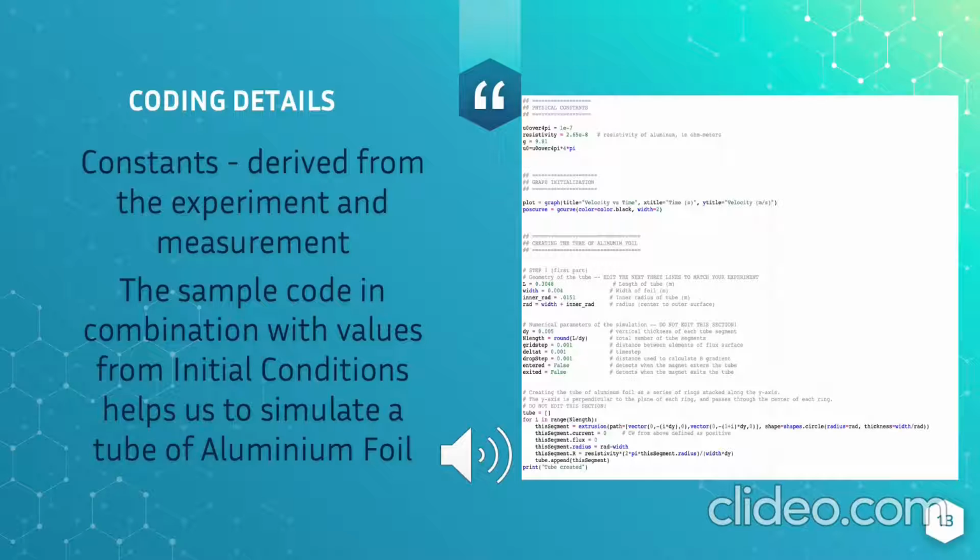Here's the first part of my code for the GlowScript. The constants were derived from the experiment and measurements from the initial conditions. The sample code in combination with the values from the initial conditions helps us to simulate the tube of aluminum foil.